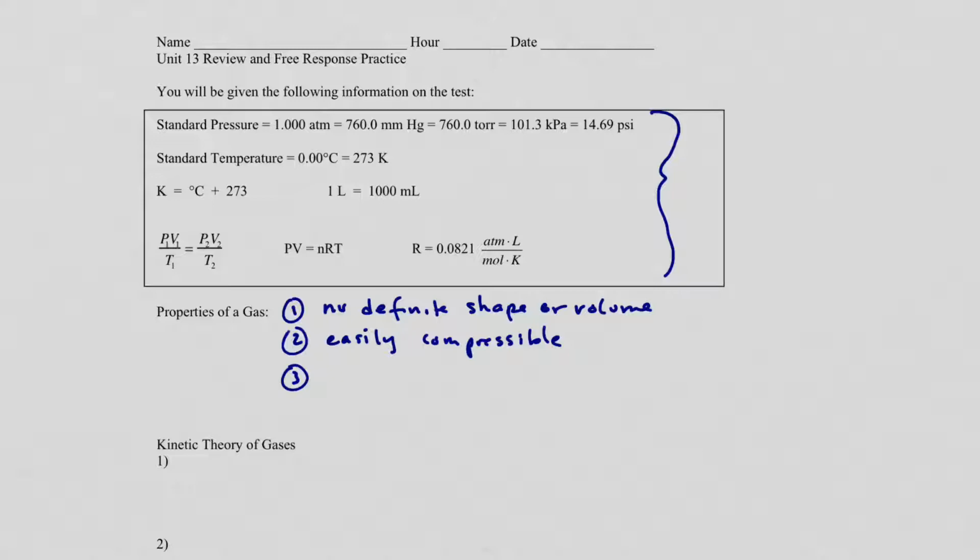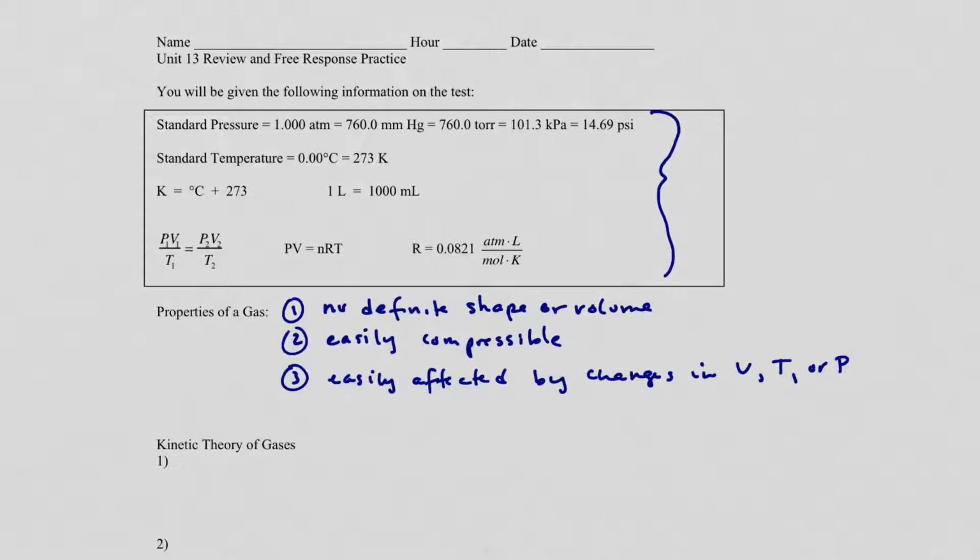Third property is that they are easily affected by changes in volume, temperature, or pressure. If you change the pressure, the temperature and volume are going to change for that gas. They're all kind of interrelated.